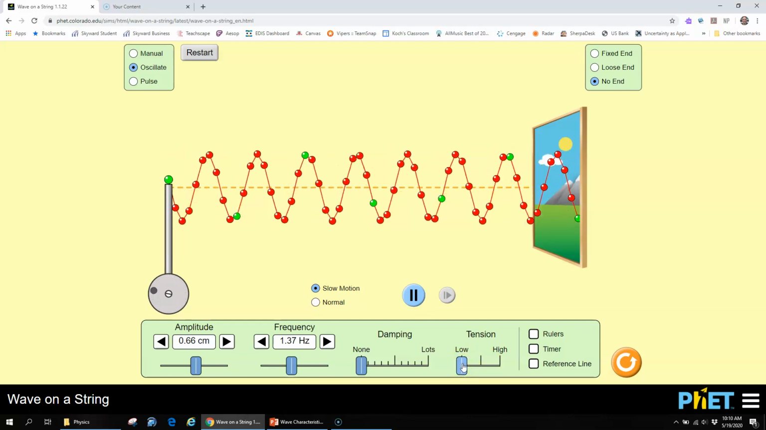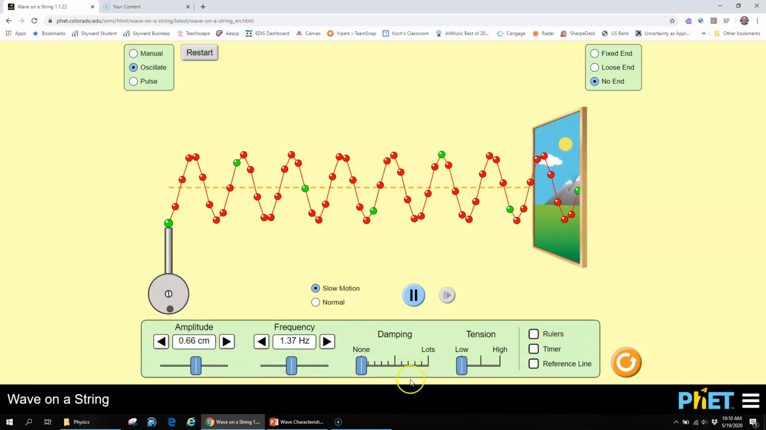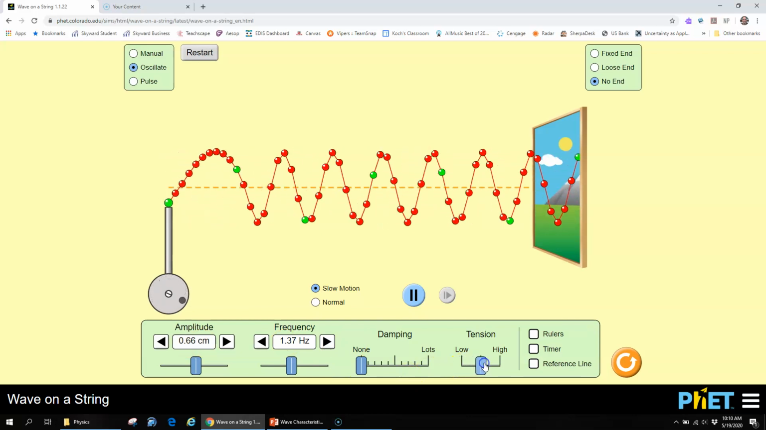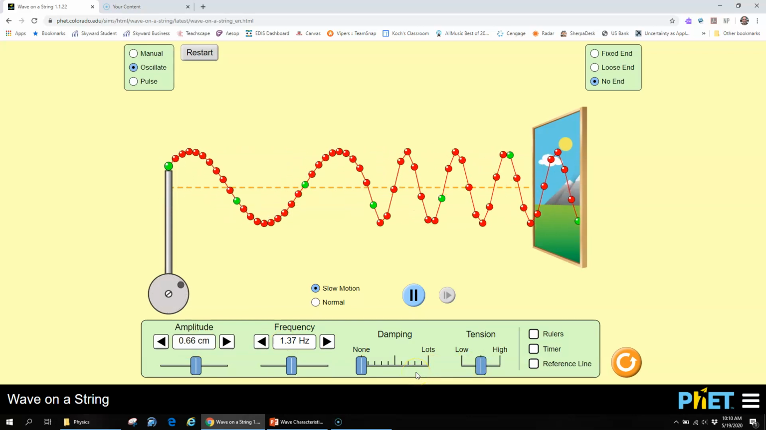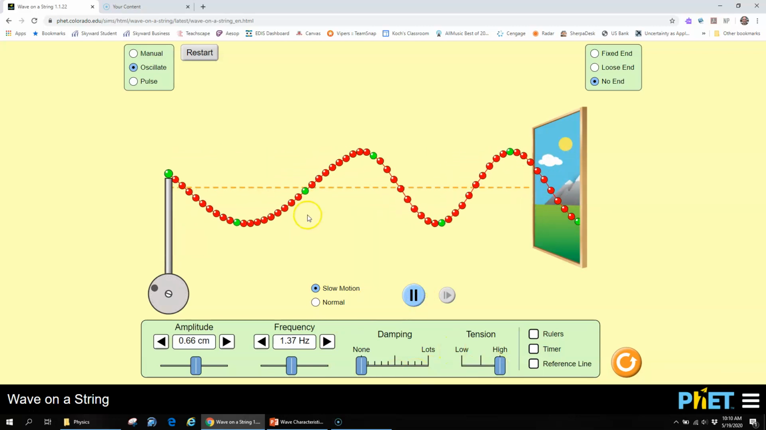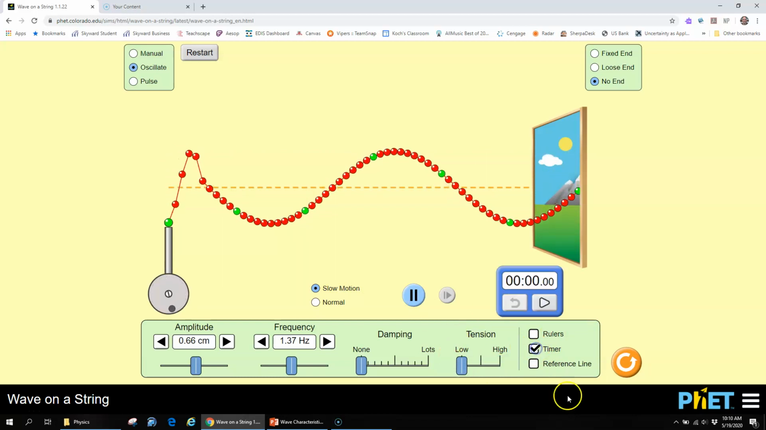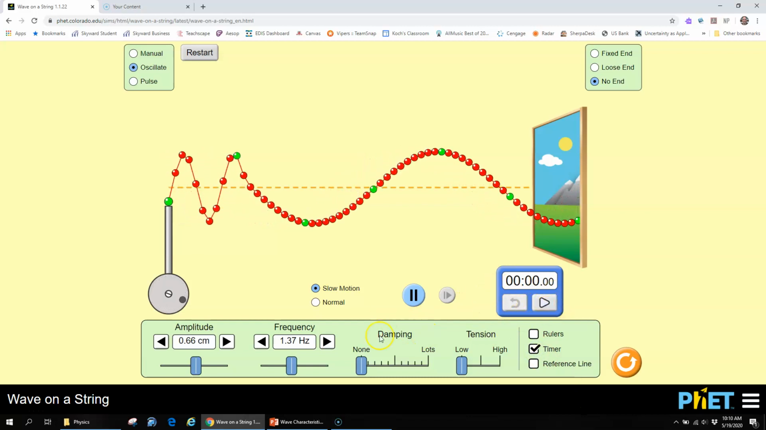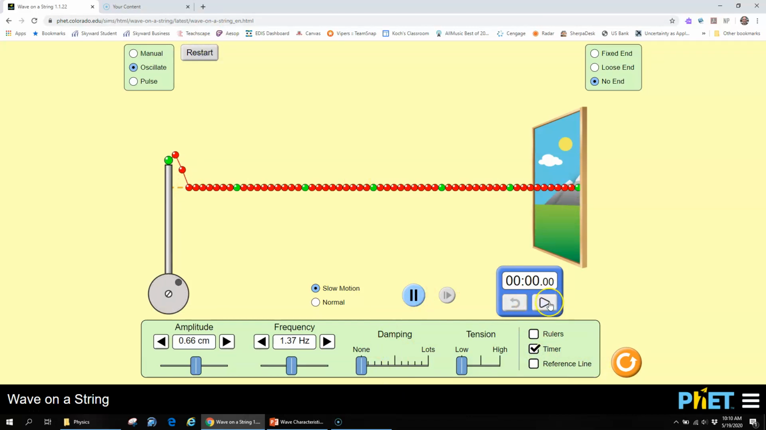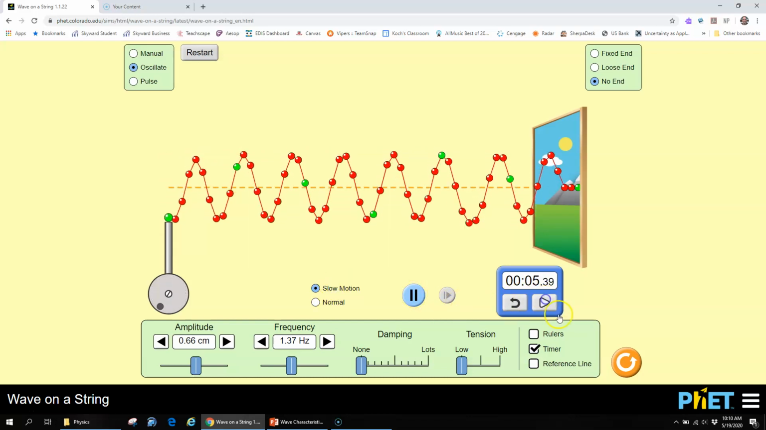So if I change all of a sudden, if I increase the tension in the string without changing either of these things, you'll notice the waves start moving faster. If I go even faster, aha! So at the low speed, if I were to time this and restart, I could time how long it would take to get to the end. Right? About that long.